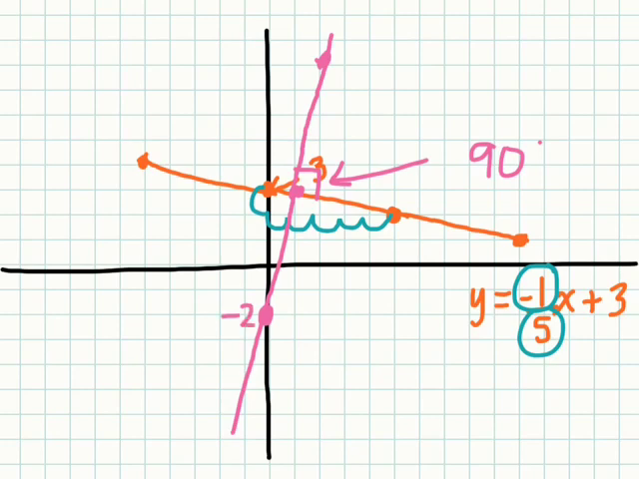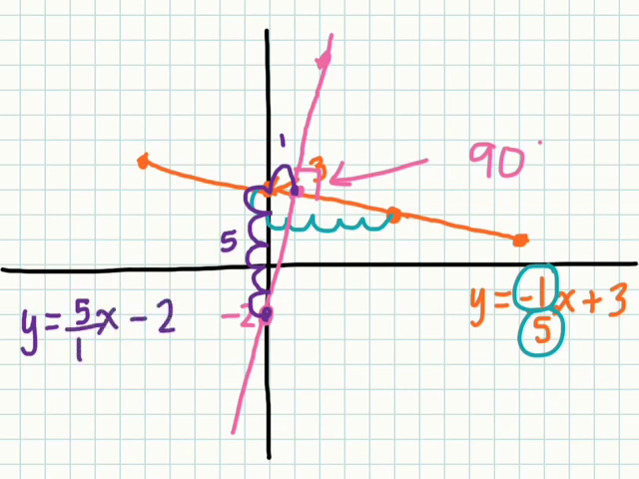Negative 2. Okay, we're going to count the slope. So rise over run from here to here. What does it rise by? What's the slope? Rise is 5 and the run is 1. So what's the equation of this line? Y equals 5 over 1x minus 2.